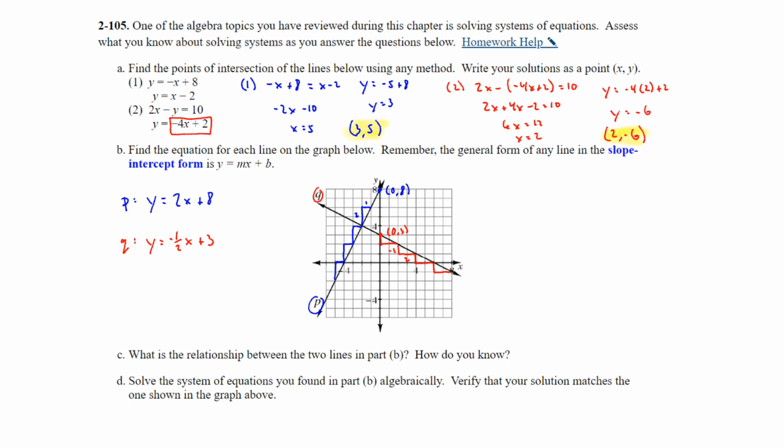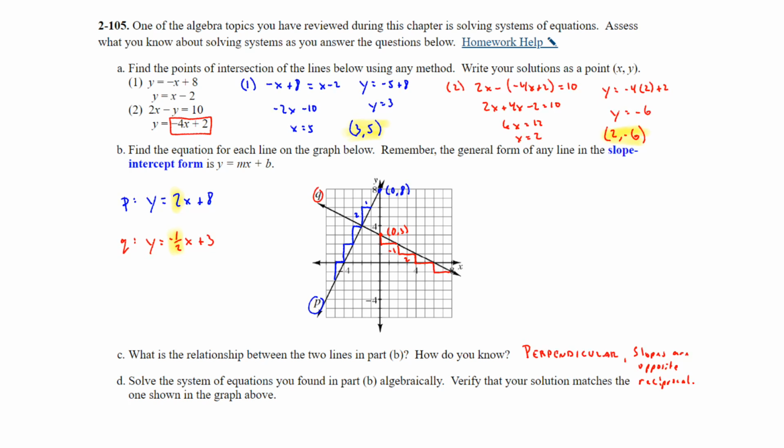On part C, what is the relationship between the lines in part B, and how do you know? Well, if we're looking at the slopes of the lines, we notice this one's 2 and this one has a slope of negative 1/2. And why is that important? Because the perpendicular slopes are opposite reciprocal. So to answer part C, we know that the lines are perpendicular. And once again, how do we know that? Slopes are opposite reciprocal.